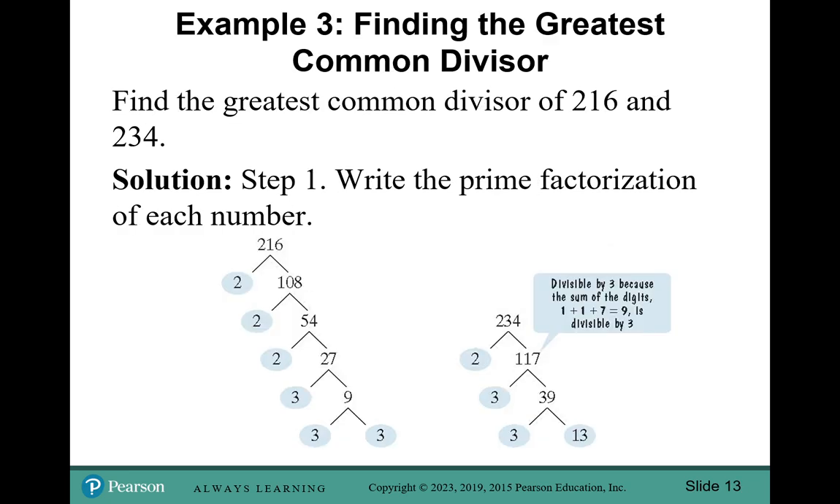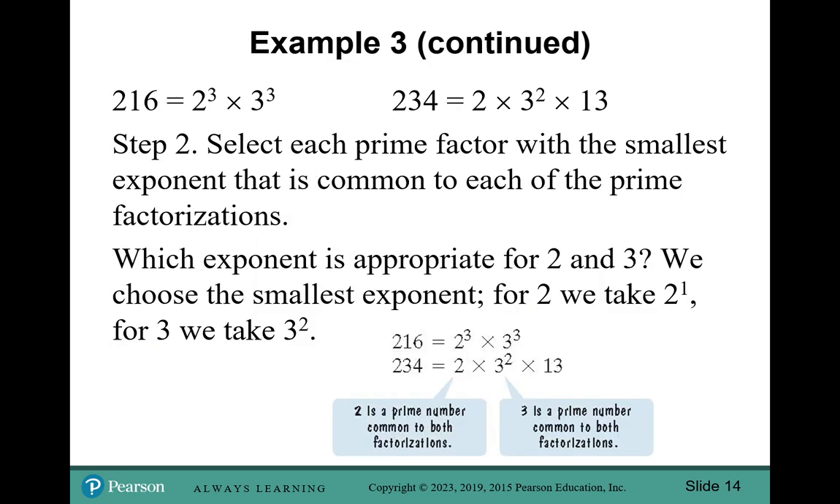All we had to do to get those was count the number of 2's here. In this one, we had 3. Count the number of 3's that we had in this one. We had 3. And this one, we had 1 2. We had 2 3's. And we had a 13. So, those are the factorizations here. As you can see, 216 was 2 to the third times 3 to the third. 234 was 2 times 3 squared times 13.